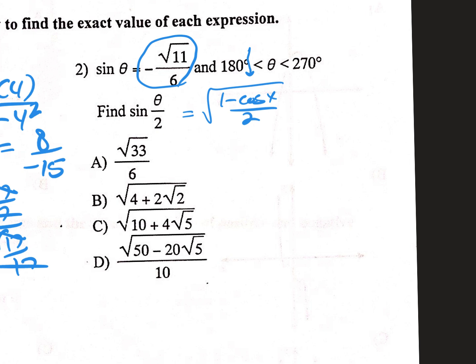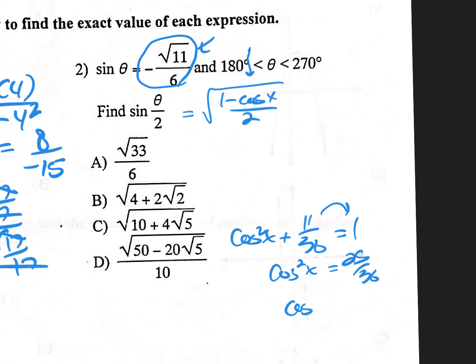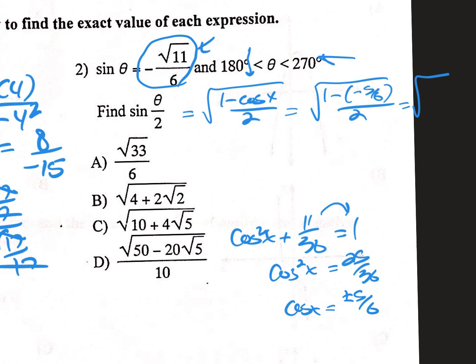Sine squared plus cosine squared is 1. So cosine squared plus sine squared, which would be 11 over 36. I'm getting that just from squaring this up here. That equals 1. Moving that over, I get cosine squared would be 25 over 36. Take the square root, you would get plus or minus 5/6. But here's the deal. Because that angle is in quadrant 3, I'm going to do negative this time. Negative 5/6. I'm going to go 1 minus negative 5/6 over 2, which, by the way, is really 1 plus 5/6 over 2.